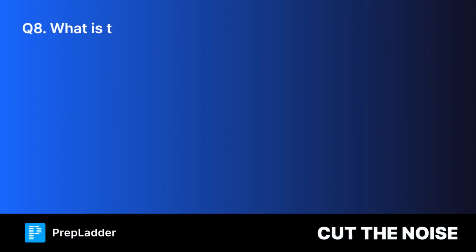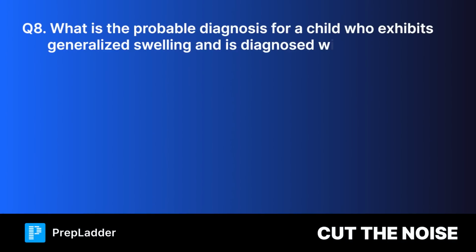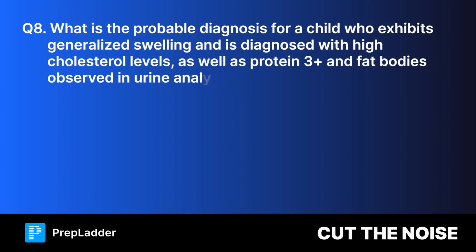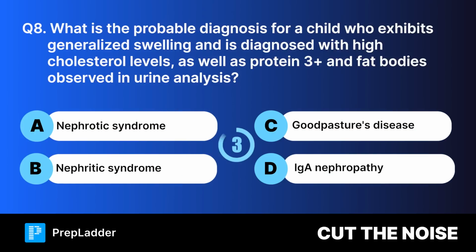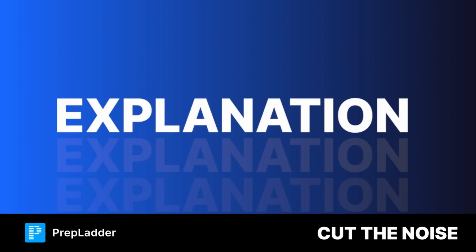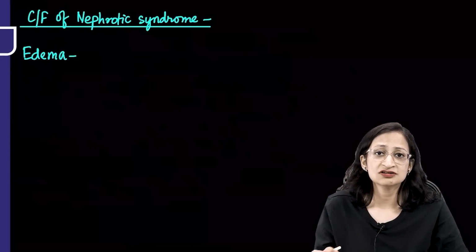Question 8. What is the probable diagnosis for a child who exhibits generalized swelling and is diagnosed with high cholesterol levels, as well as protein 3+ and fat bodies observed in urine analysis? Your options are. And the correct answer is nephrotic syndrome. Here's the explanation. Now the clinical features of nephrotic syndrome, as we mentioned, there is edema.